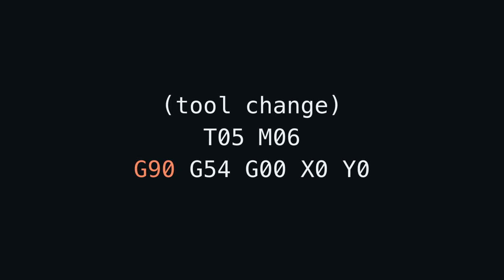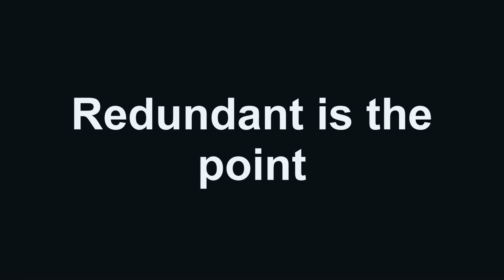At every safe restart point, tool change, new operation, top of program, write G90 explicitly. It costs nothing. It guarantees the mode you think you're in. Some programmers go further and stack the safe line. G90, G94, G17, G40, G80, every modal default they want enforced, written out at every restart. It looks redundant. Redundant is the point.